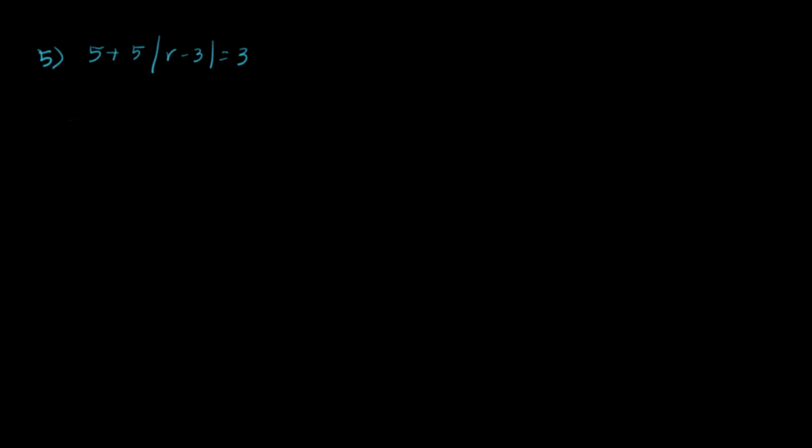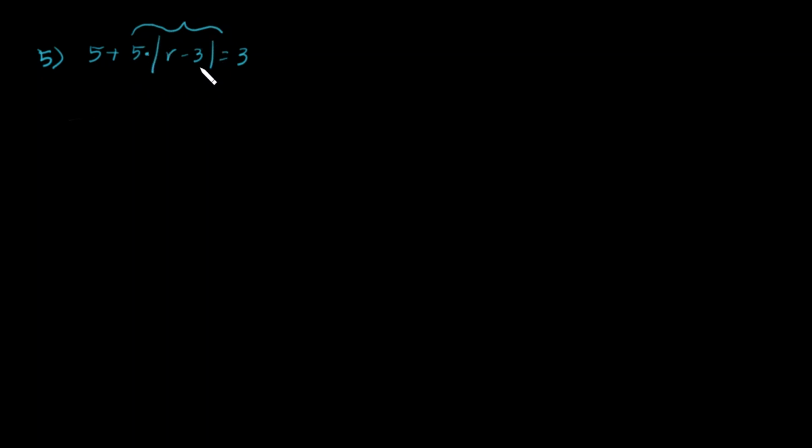Hi guys, I'm going to solve number 5 of the independent practice from the absolute value equations lesson. Now, this is a trap right here. This right here, 5 plus 5. And you guys are thinking, that's 10. Well, remember there's a multiplication sign here. So you have to do this here first. Okay, that's considered one term.